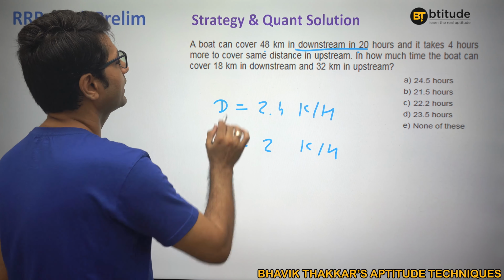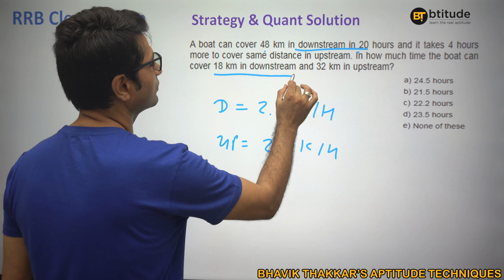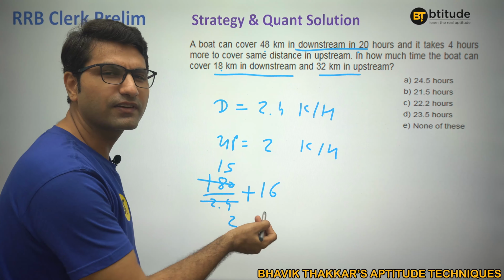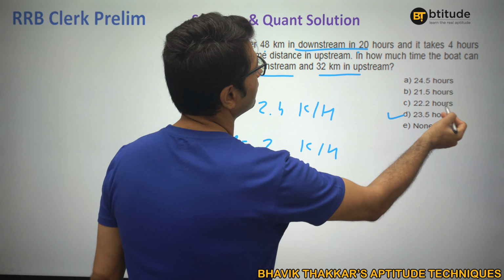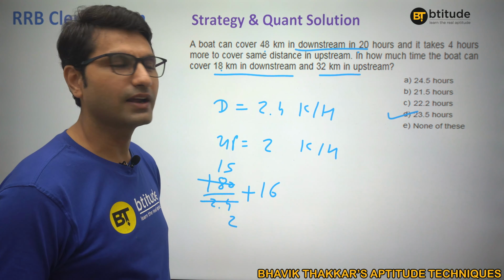Now they are saying 18 km downstream. So 18 divided by 2.4 will be the time. And 32 km upstream, 32 by 2 is 16. That should be the time I should take. 18 by 2.4 is 180 by 24, which is 7.5. 7.5 plus 16 is 23.5. There you go. Pretty easy, right?